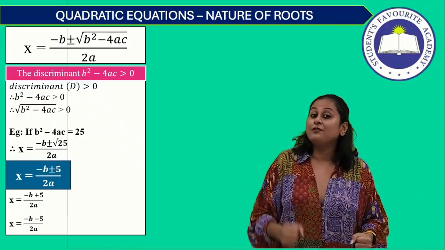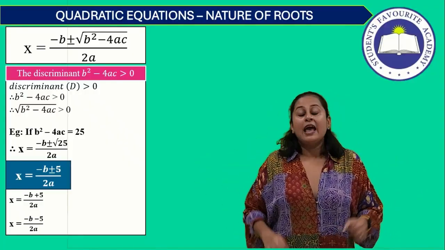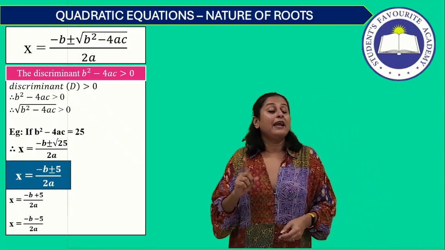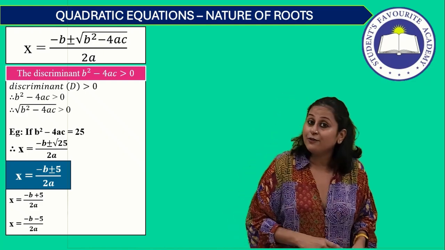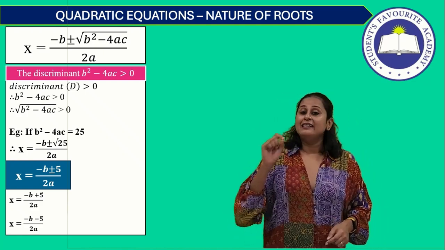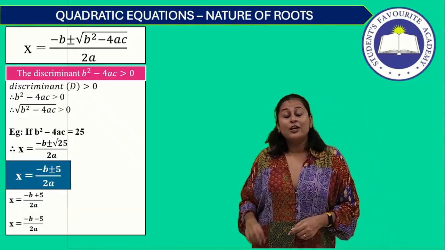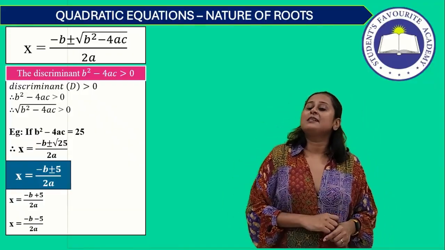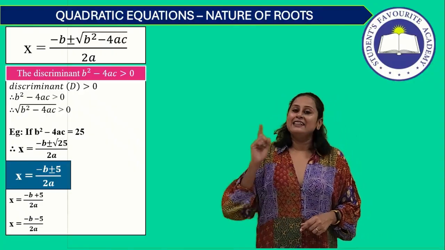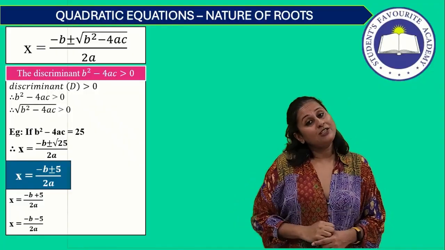So in this case, it will give us two unique values, two real values. When b square minus 4ac, which is my discriminant, is positive, the square root of the discriminant is also positive, and we get two unique real values. So can I say, if the discriminant b square minus 4ac is a positive number, we are going to get two unique real roots.